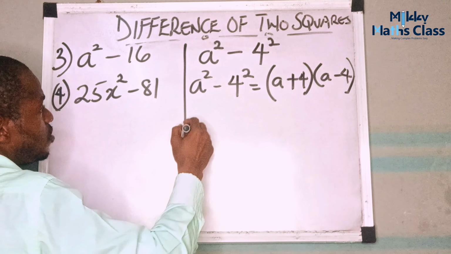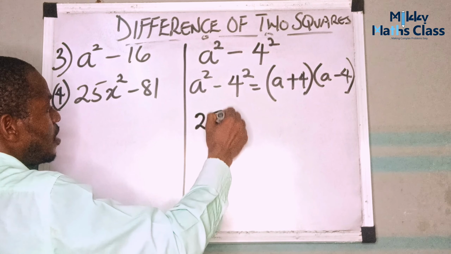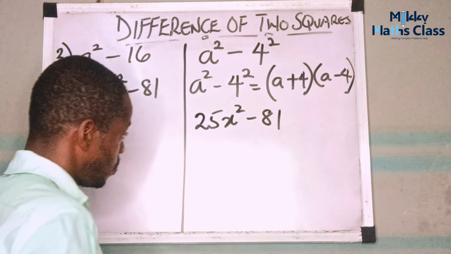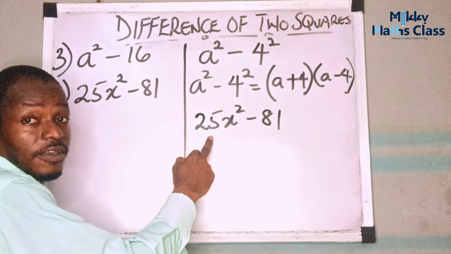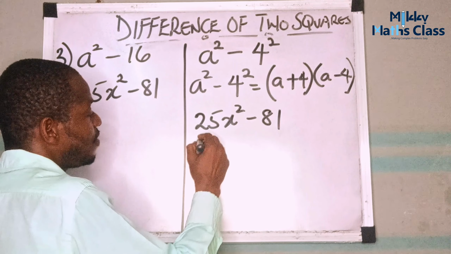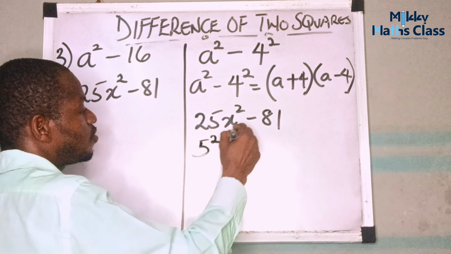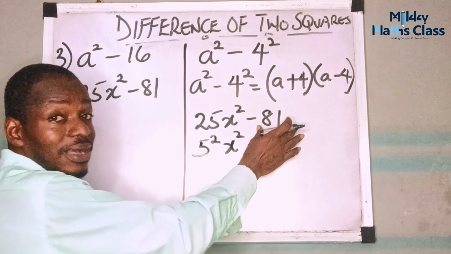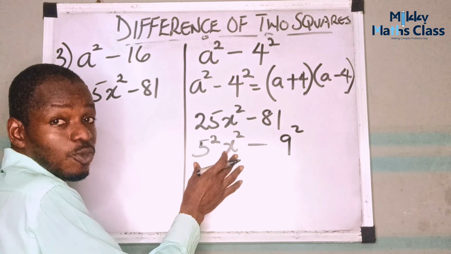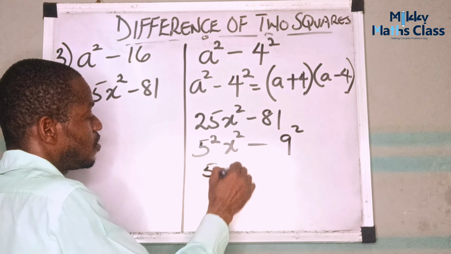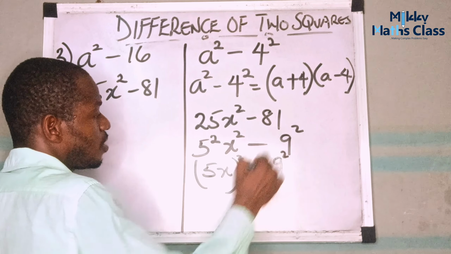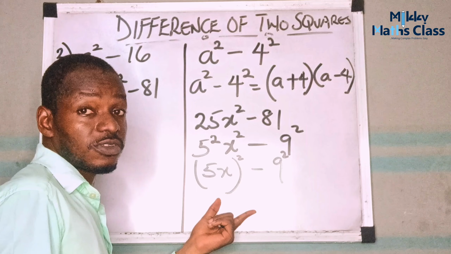The next one is 25x squared minus 81. Now we have two things here. 25 can be written as 5 squared, so 25 is 5 squared, and we have our x squared. And 81 can be written as 9 squared. So let's combine this as one term. So this is 5x all squared minus 9 squared. So we use the difference of two squares.